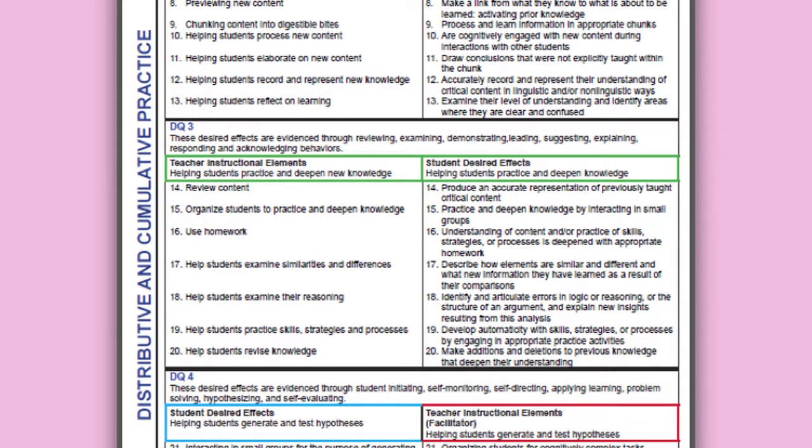As we again go to the back side of the instructional protocol, we're going to begin to make connections now to design question 3, which is in the middle of the back of the document. Again, it has the teacher instructional elements on the right-hand side, so the teacher behaviors, as well as the student desired effects, what we're looking for when we're teaching and what we want our students to be able to do. We will continue to work and go deeper on these. Right now, we are just making some initial connections.